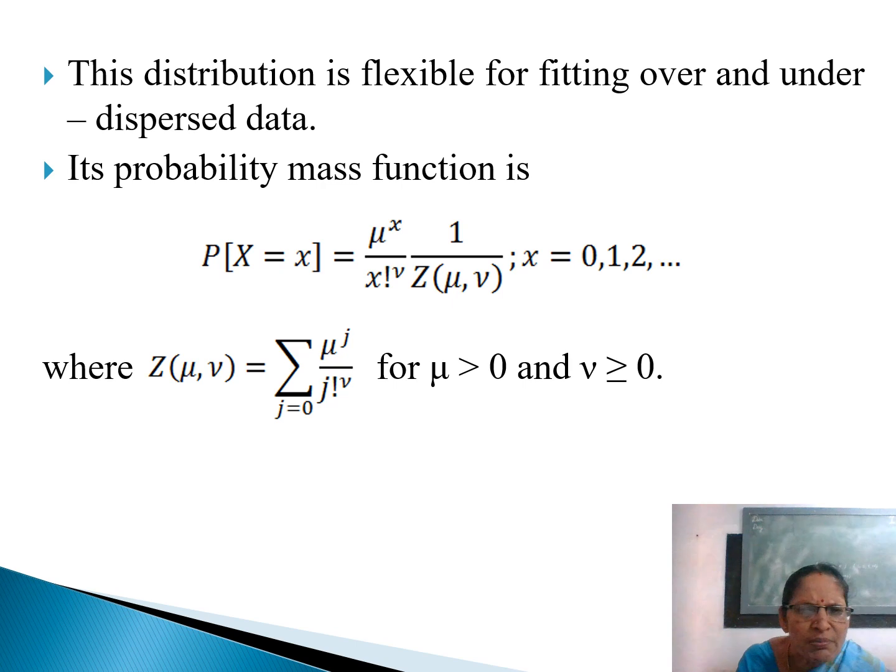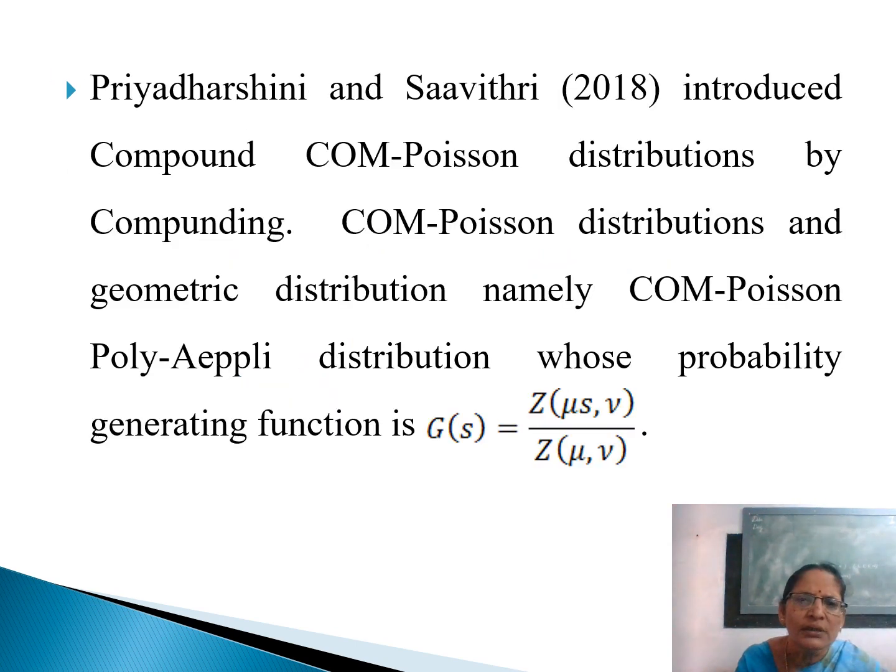Its probability mass function is the probability of X equal to x is mu power x by (x factorial) power nu, into 1 by Z of mu comma nu, where x varies from 0, 1, 2, etc., where Z of mu comma nu is defined as the summation over j of mu power j by (j factorial) power nu, for mu greater than 0 and nu greater than or equal to 0.